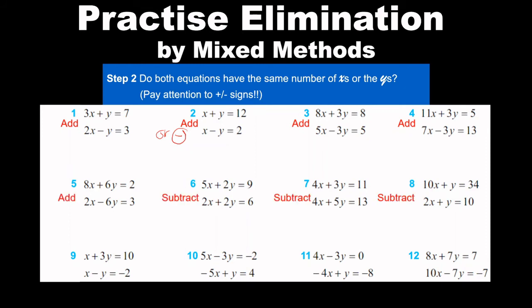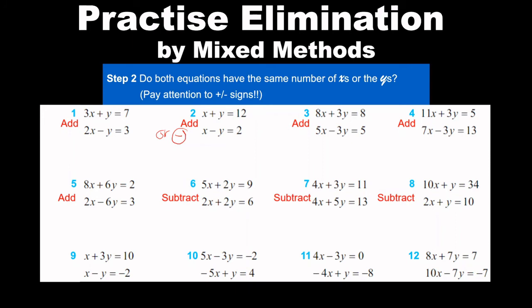For the second row, there are some subtractions here. Question 5 I will add because I've got the same number of y's, but one's positive and one's negative. But question 6, I've got exactly the same number of y's. Both of them are positive 2y, so I'll subtract those. For question 7, I've got the same number of x's exactly, so I'll subtract those. And for question 8, again, I've got exactly the same number of y's, so I'll subtract those.